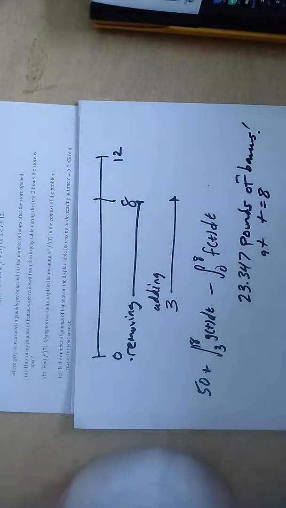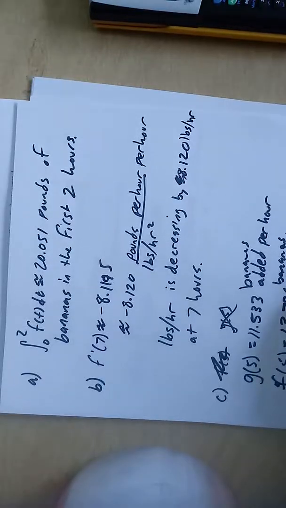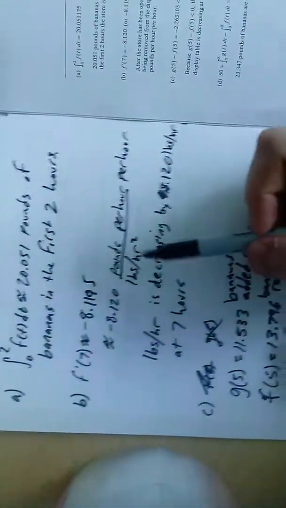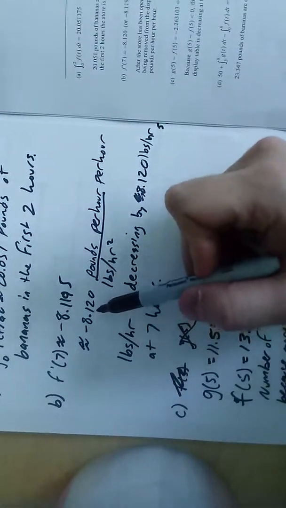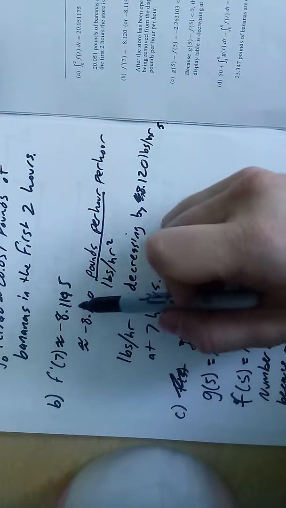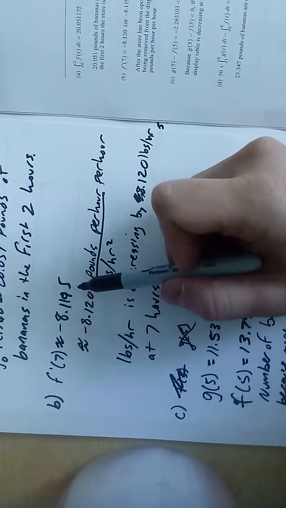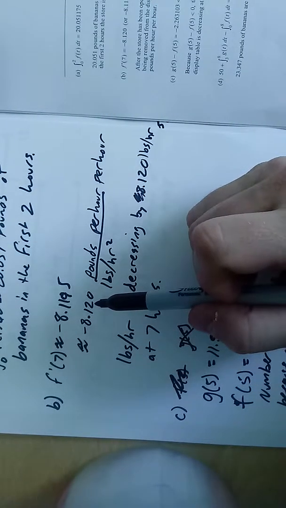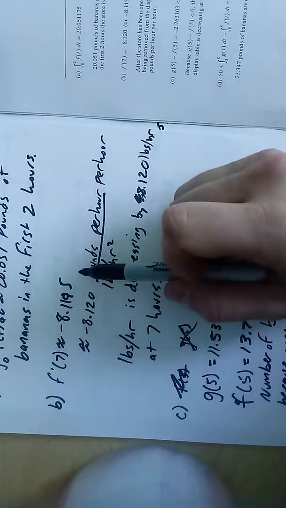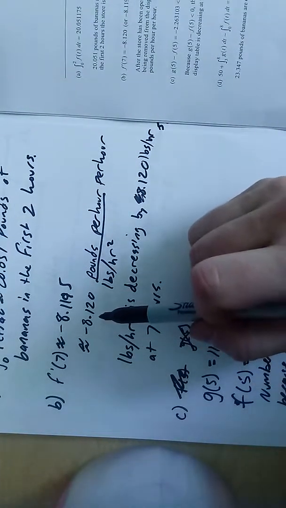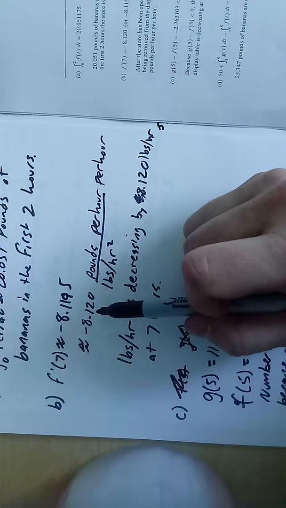So, let's talk about the score breakdown on this since I have a couple minutes left. In part A, you get 1 point for showing your setup integral, and you get 1 point for giving your answer. In part B, you get 1 point just for getting negative 8.120, or negative 8.1195. So you get a point for knowing how to type that into your calculator. Then you get 1 more point for saying what's going on there.